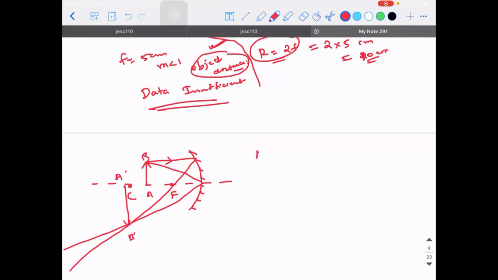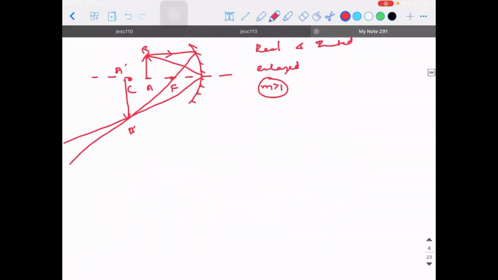Now tell me about the image: real and inverted, same story. Then enlarged. Magnification more than 1. That's right, it's greater than 1. Okay. Next.